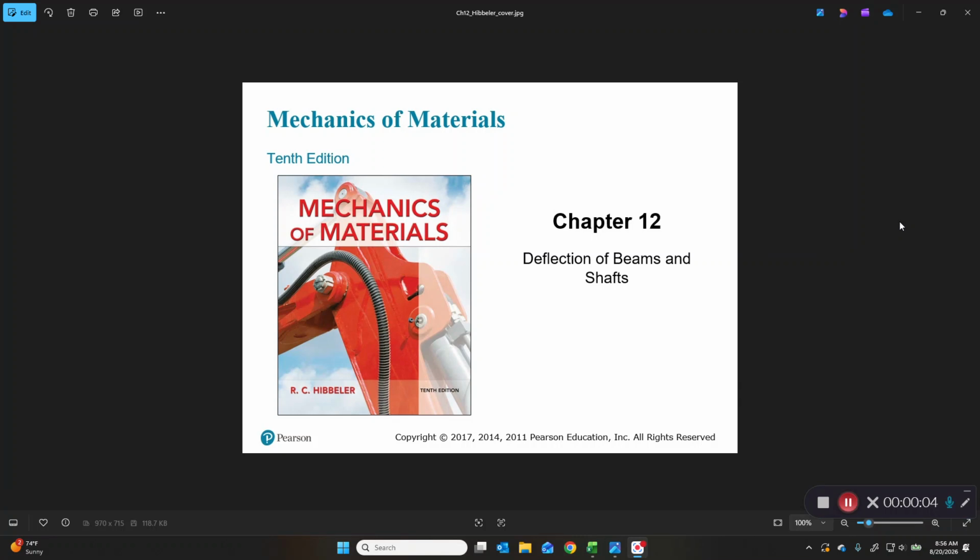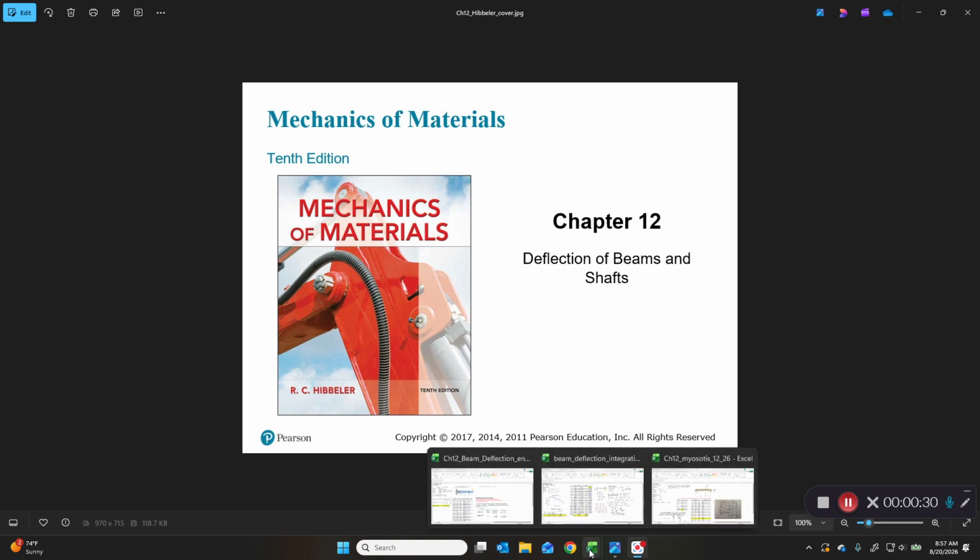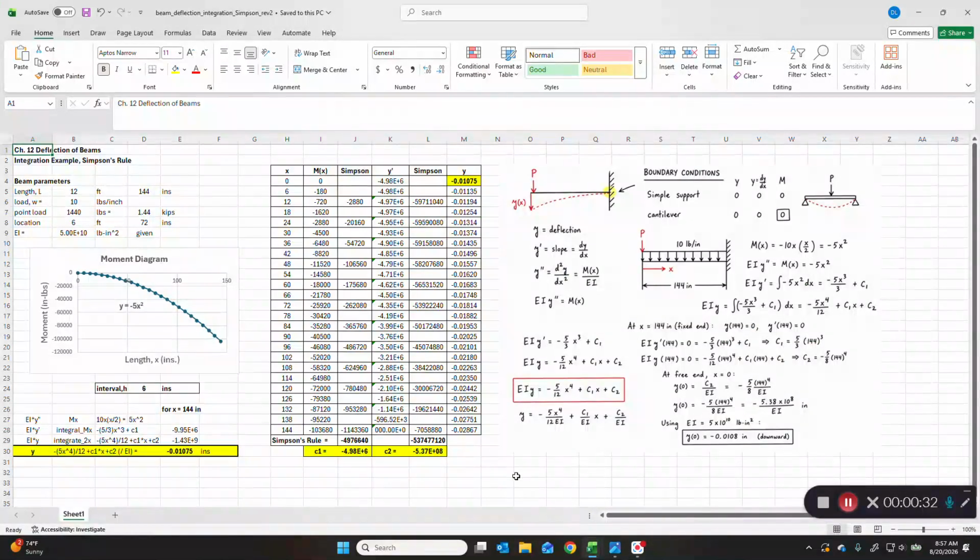We are on to Chapter 12 in Hibbler's Mechanics of Materials. This chapter gets heavy into integration in solving problems of deflection of beams and shafts. So we're going to use Excel as usual to solve several problems, and we're also going to do some approximation using algebraic techniques to approximate the differential equations. So let's get started with an example of a deflection of a beam using Simpson's rule for integration in Excel.